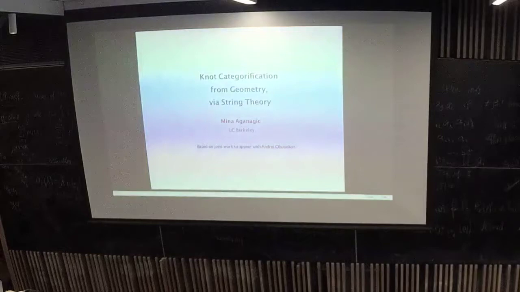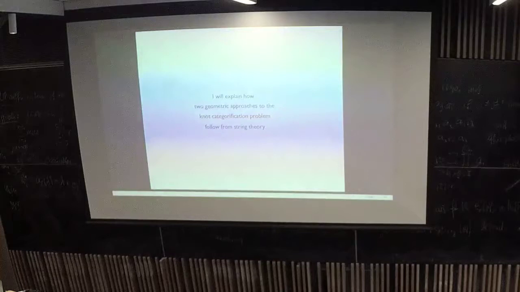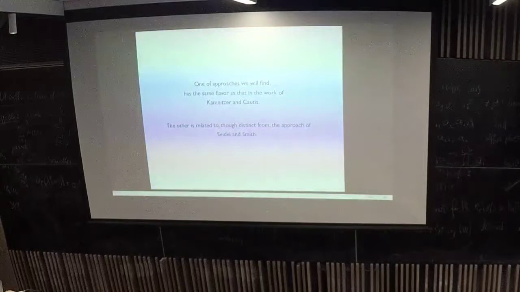Okay, so what I'll do is I'll explain two geometric approaches to the knot categorification problem, how they follow from string theory. One of the approaches turns out to be the same as that of Kamnitzer and Cautis. It will actually turn out to be basically the same, although we will not use their work, so it will simply emerge from physics. The other is related to the approach of Seidel and Smith. It's related in a precise way, though it's also distinct from it.